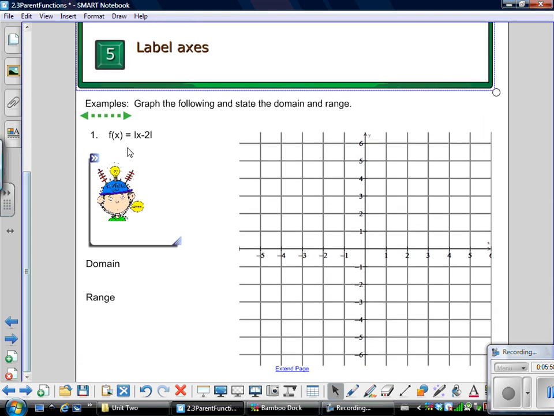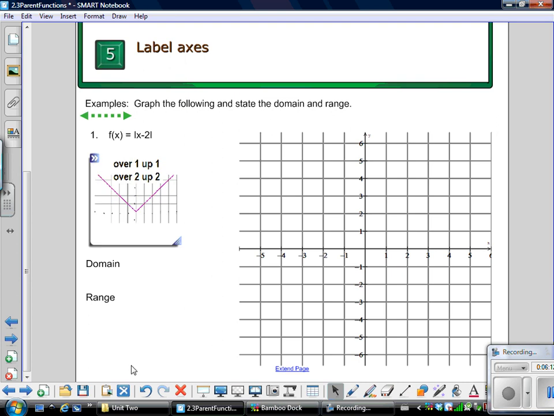The first example says f(x) equals the absolute value of x minus 2. Step number one asks: what is my parent function? I know the parent function is the absolute value graph. It has a vertex at (0, 0), and I go over 1, up 1, over 2, up 2. Because I'm only doing one translation, I'm not going to draw the parent graph on here. I have this on the side just to help me.